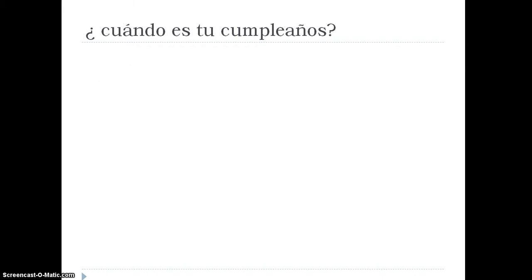¿Cuándo es tu cumpleaños? So, mi cumpleaños, or sometimes the Spanish shorten it to cumple. Mi cumple es, or mi cumpleaños es, el 15 de septiembre. El 15 de septiembre, the 15th of September. So my birthday is on the 15th of September.